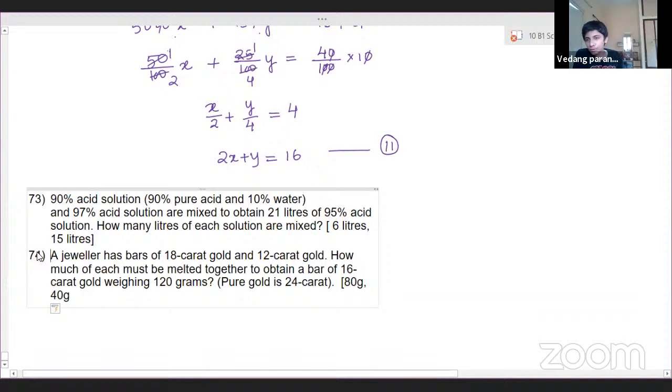Ma'am, the 74th question, 18 karat gold means 18 by 24 into 100% purity, right? Percentage we are not supposed to consider here. We have to take it only as carat. Carat is 18 out of 24. So 18 out of 24 is pure gold, and 12 out of 24 is pure gold. In the earlier cases you have used percentage value, but in the 74th question you have to use parts, fractions. So how much fraction of gold is present in 18 karat gold? That is 18 by 24 of X.